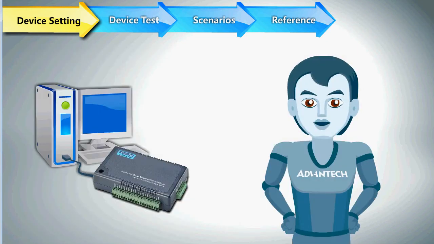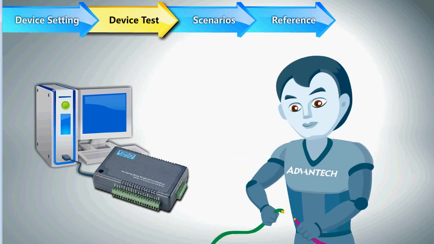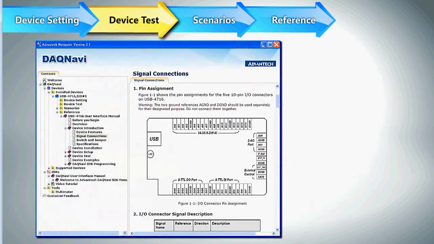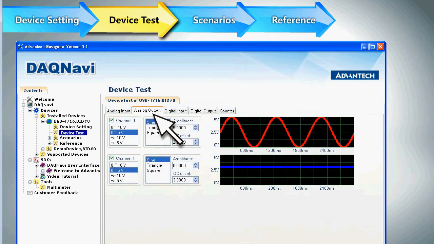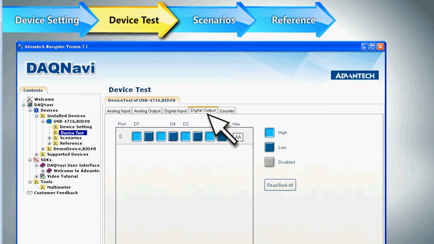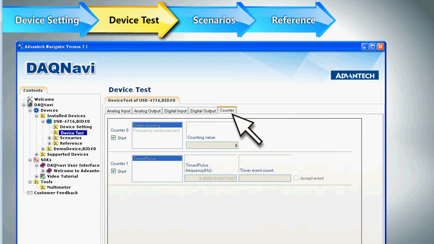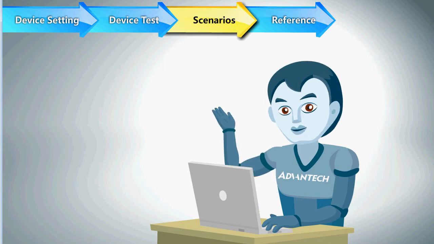Since the hardware installation is completed, the next step is to test its functionality. Before testing the device, you may have to check the pin assignment information from the hardware manual, which can also be found in Navigator. Click the device test item under the model name. By switching the tabs above, you can directly execute 5 different device test functions for your hardware device, including analog input, analog output, digital input, digital output, and counter functions without any programming. How simple is that? Continue to the next step, programming.